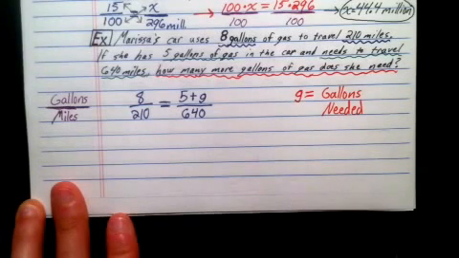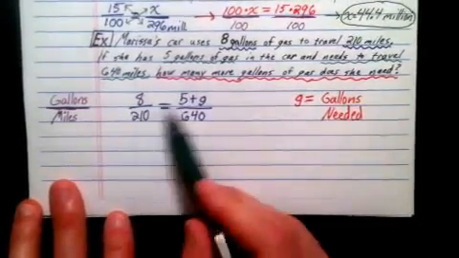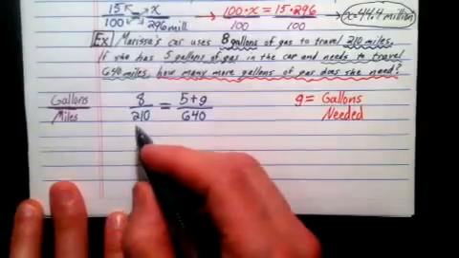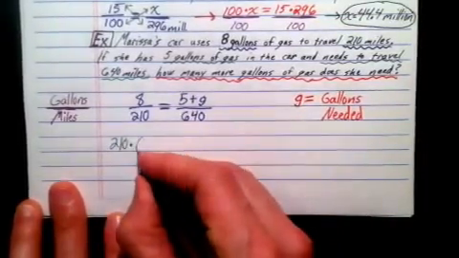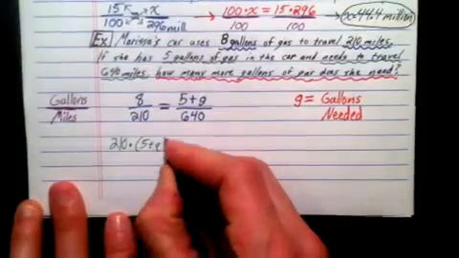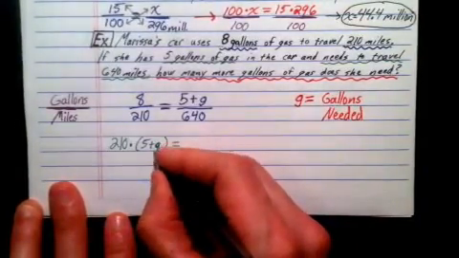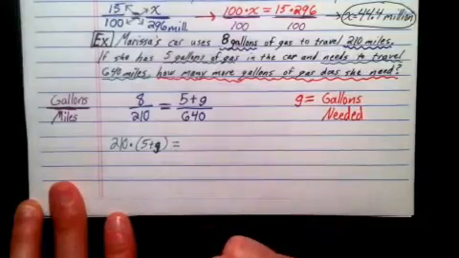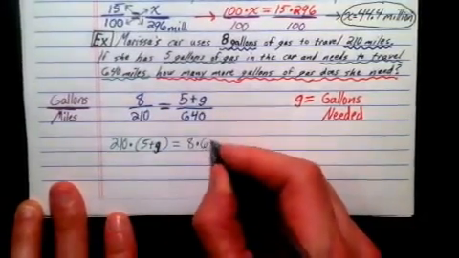So now we can cross multiply this proportion in order to solve for G. Cross multiplying along this bottom left to top right diagonal is going to give us 210 times, it's 2 terms, 5 plus G, so we want to write it in parentheses as the quantity 5 plus G. Equals, multiply the other diagonal, we have 8 times 640.